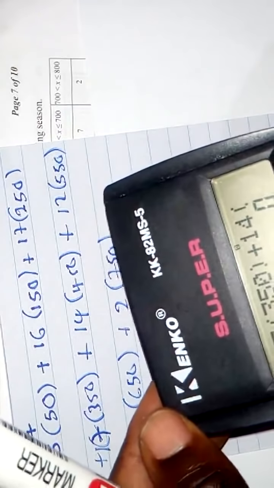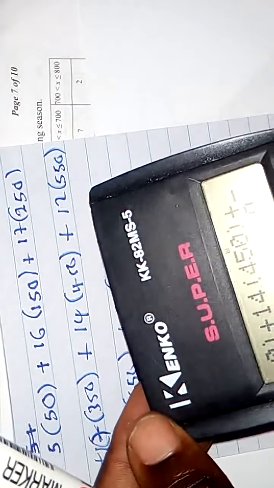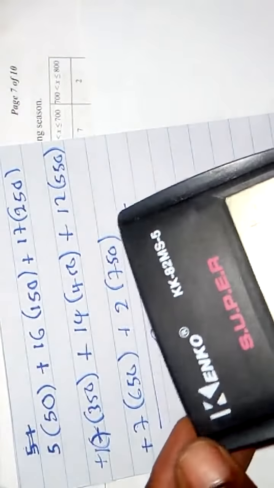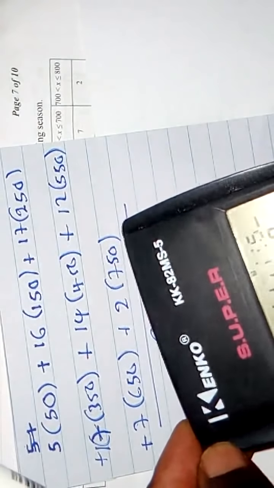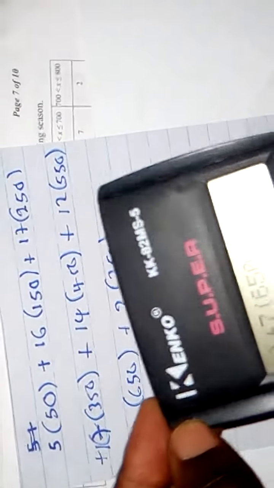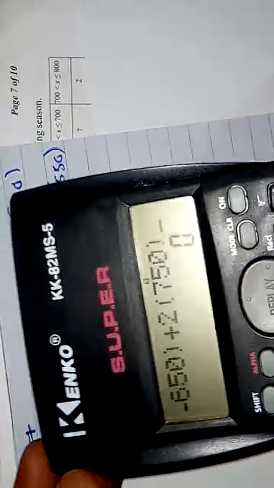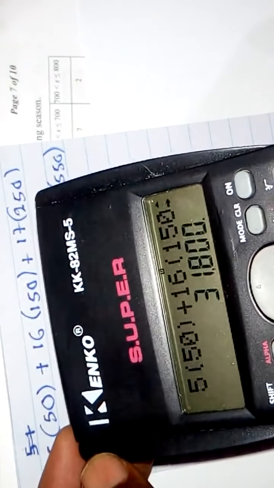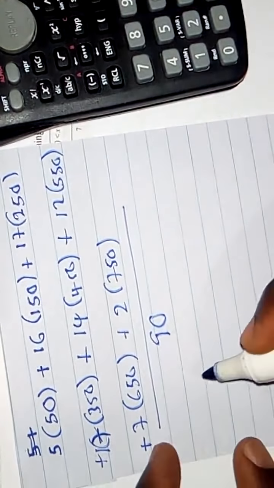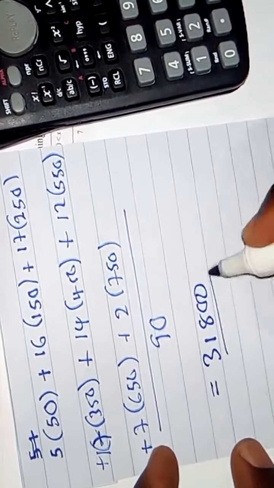14, open, 450, close, plus 12, open, 550, close, plus 7, open, 650, close, plus 2, open, 750, close. Once you do this, you punch the answer. The answer is 31,800. So you write your answer here, 31,800, divided by 90.